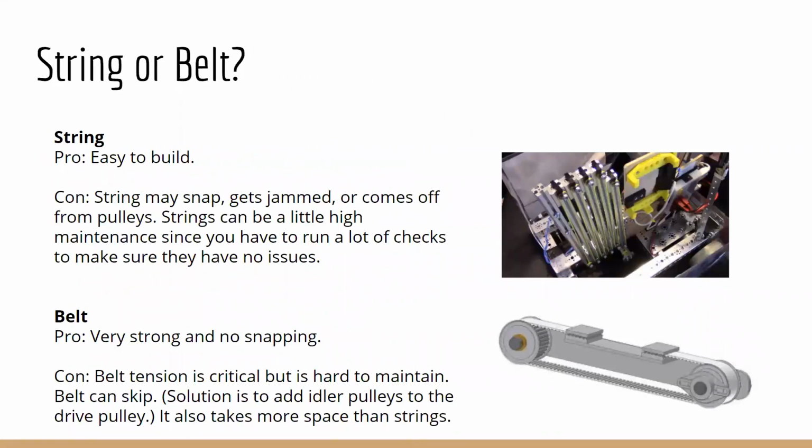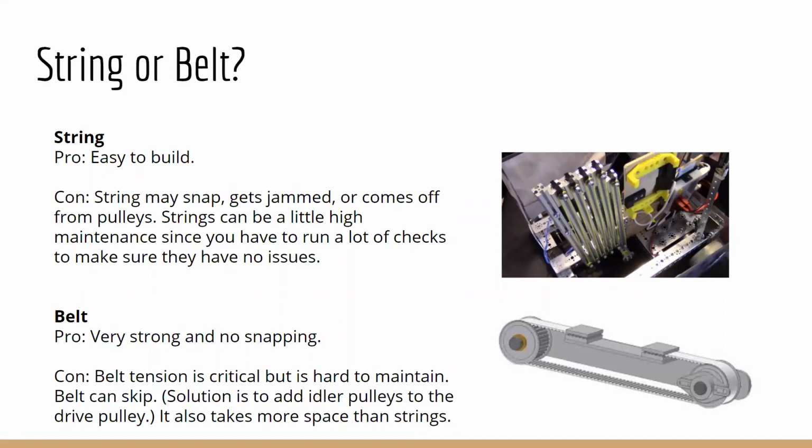String or belt. String. The pros of string are that it is easy to build. The con is that string may snap, get jammed, or come off the pulleys. String can be a little high maintenance since you have to run a lot of checks beforehand to make sure there are no issues.